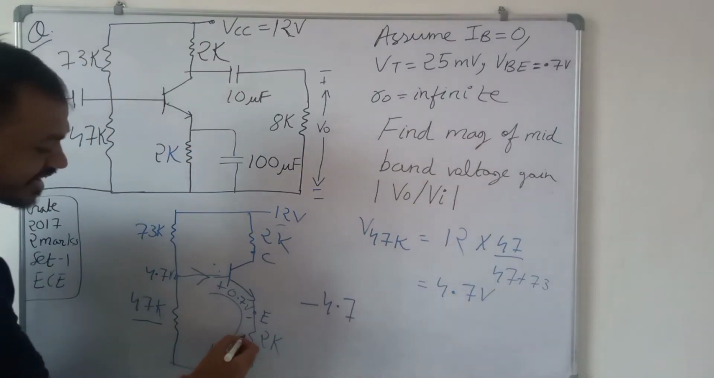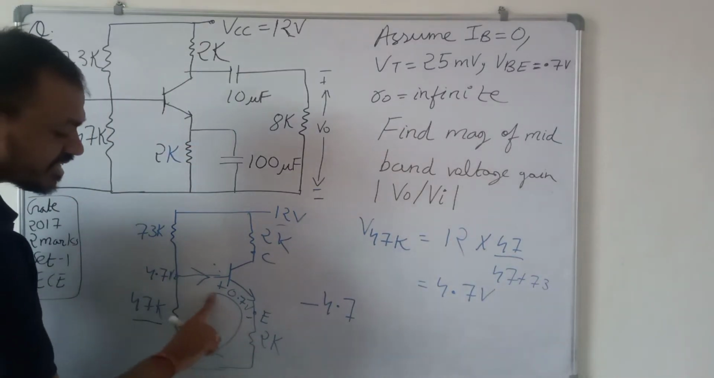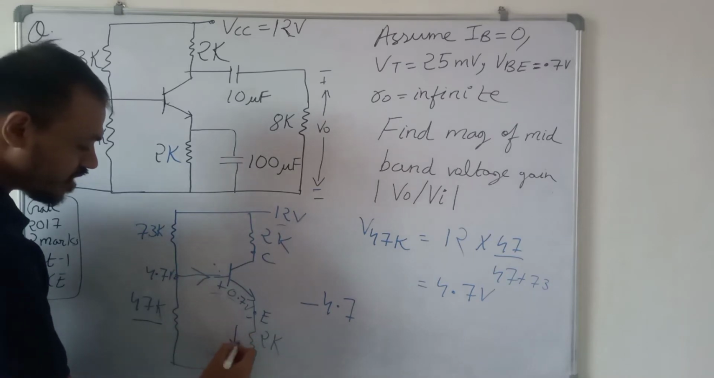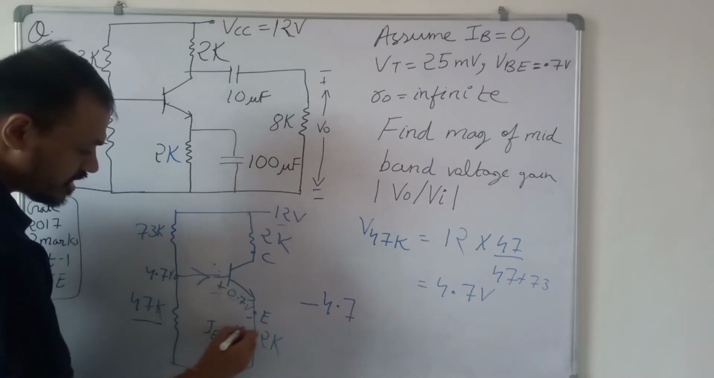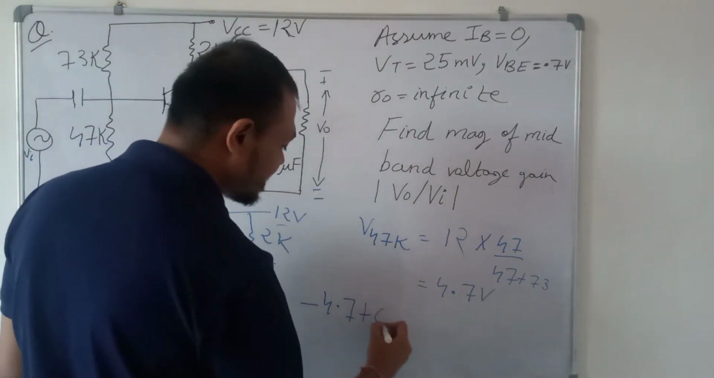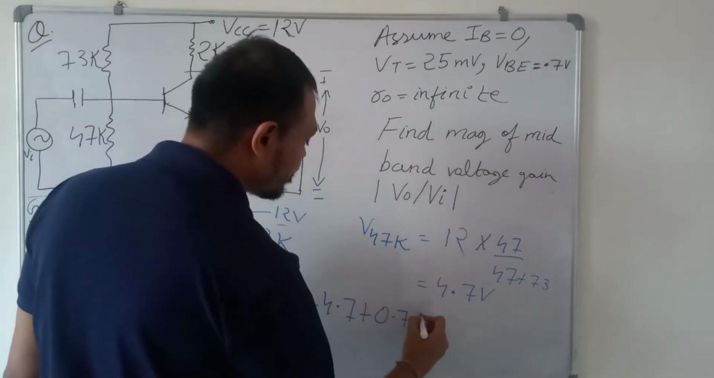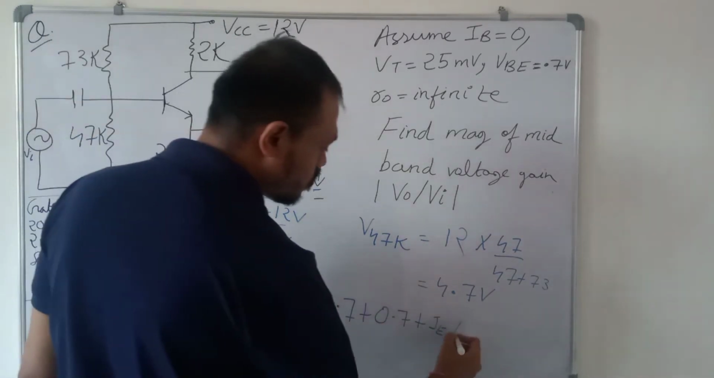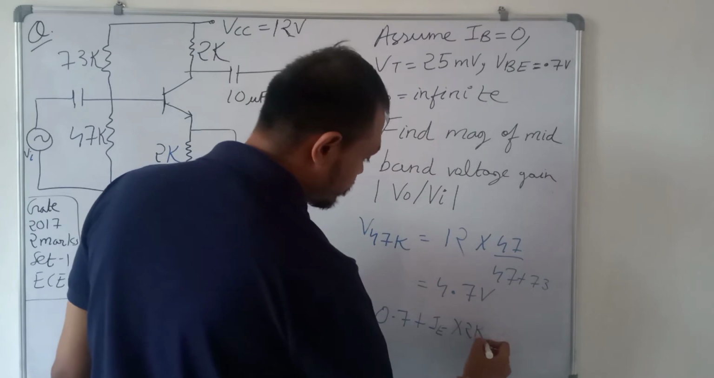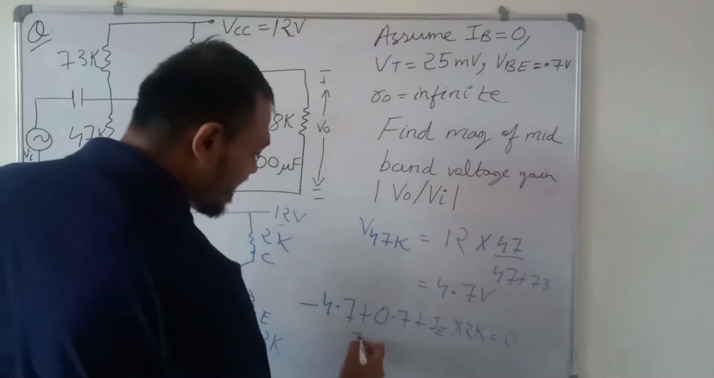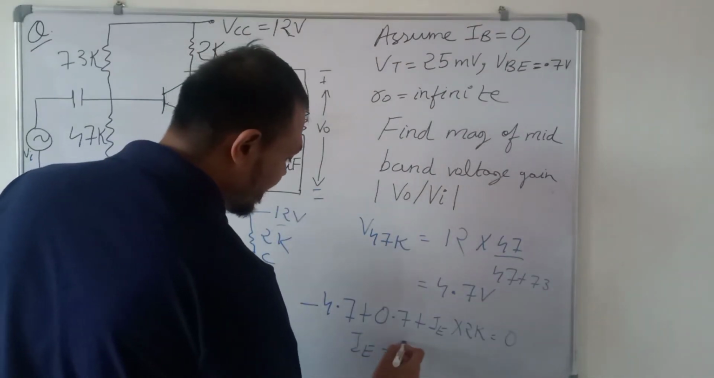and from here the emitter current is flowing in this direction. So this will be positive, this will be negative. So minus 4.7 plus 0.7 plus IE into 2K, since this resistor is 2K, is equal to 0. So the value of emitter current will be equal to 2 milliampere. The value of IE we have found out to be 2 milliampere.